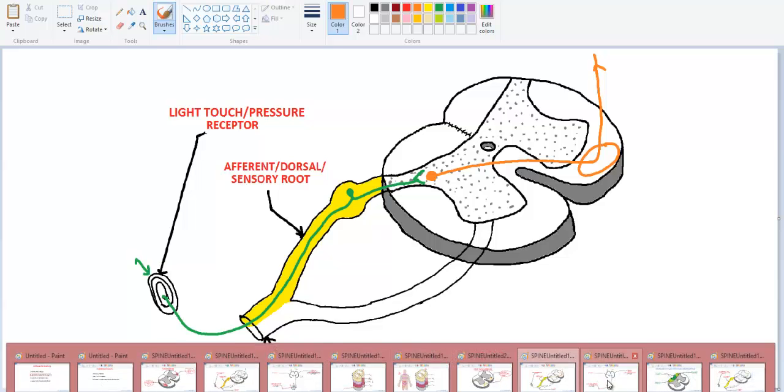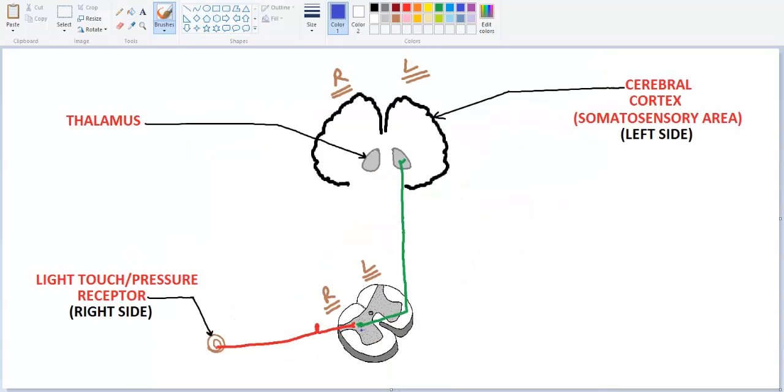Let's look at the next diagram right there. So you see this second order neuron of the light touch and pressure pathway is ascending in the anterior spinothalamic tract, and it traverses again through the spinal cord and the brainstem and reaches the thalamus, and it again reaches the ventral posterolateral nucleus of the thalamus. And here's where again the third order neuron begins, traverses through the internal capsule and corona radiata and presents the information to the somatosensory area of the cerebral cortex.